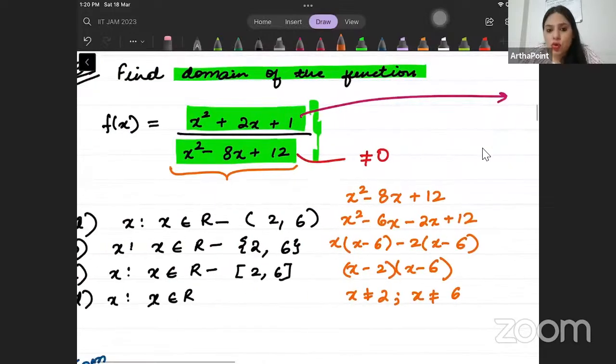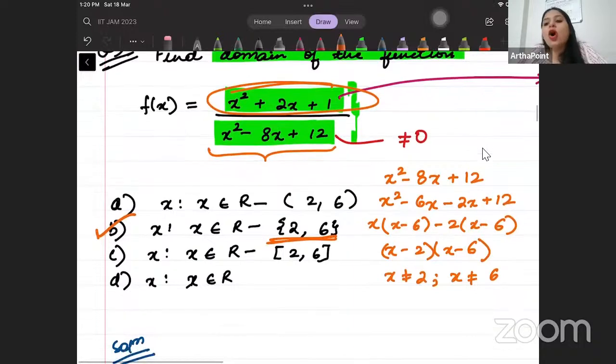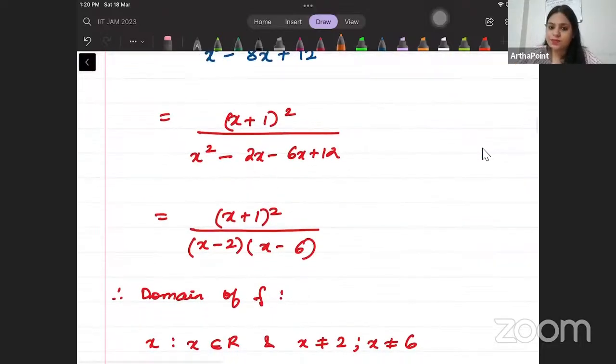So it's a good idea to also factor the numerator and check what are the factors of the numerator. It wasn't required in this case. So I understand that x takes all real values except 2 and 6. So my set consists of only 2 and 6, not 2 to 6. So except 2 and 6, it consists of all real numbers. And that is the answer to your question.